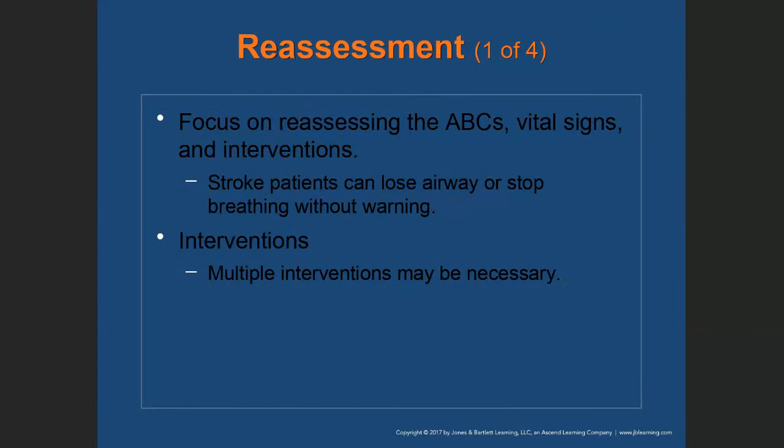All right, now reassessment. Focus on reassessing the ABCs, vital signs, and interventions. Stroke patients can lose airway or stop breathing without warning.